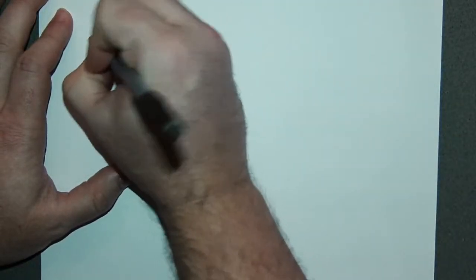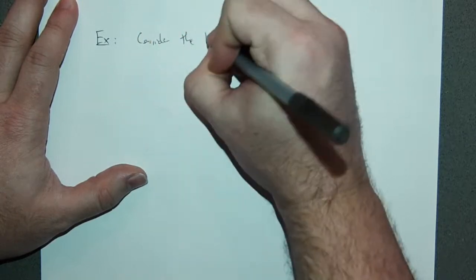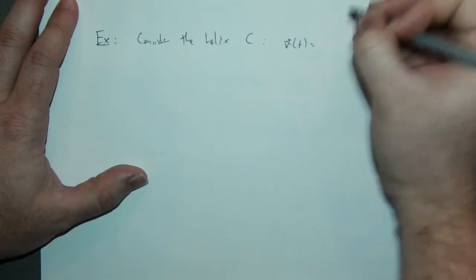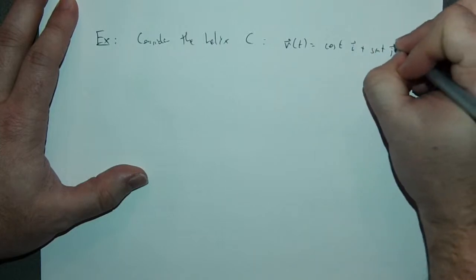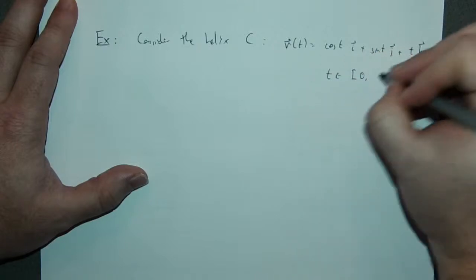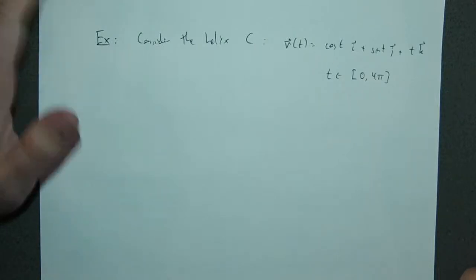Okay, let's do the helix. Okay, so let's do the helix to see a slightly different example. Consider the helix as we saw before. So this is our helix in space. We'll say it's cosine t i plus sine t j plus t k. All right, and t, we'll do a couple loops of this helix.